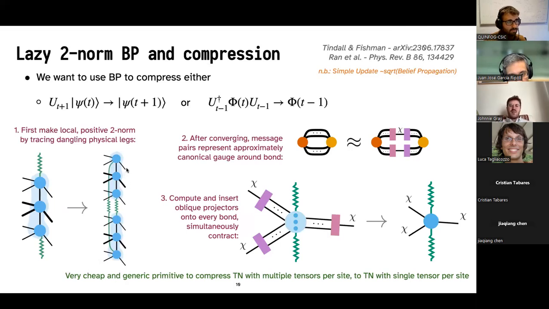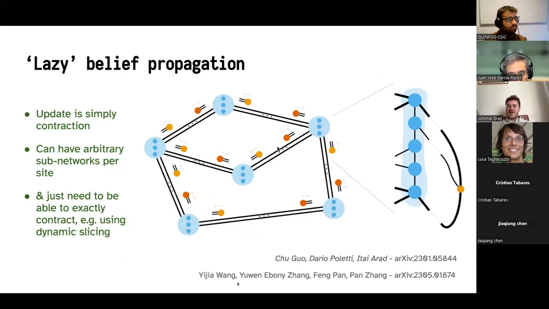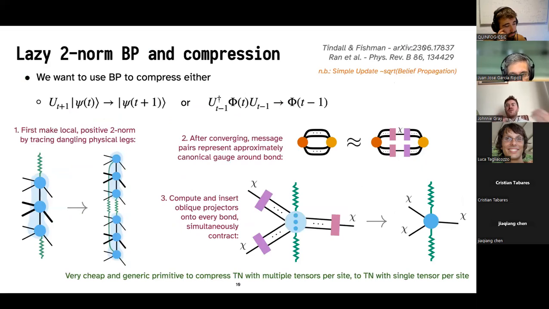And your messages now would be a six-dimensional tensor connecting all of these things. And you would now just run BP on this new tensor network of the two-norm with these six-dimensional tensors being exchanged. And once it converges, you can interpret these messages as essentially being an approximate representation of the canonical gauge around a bond. And for some details on this, there's also this recent nice paper by Tindall and Fishman.